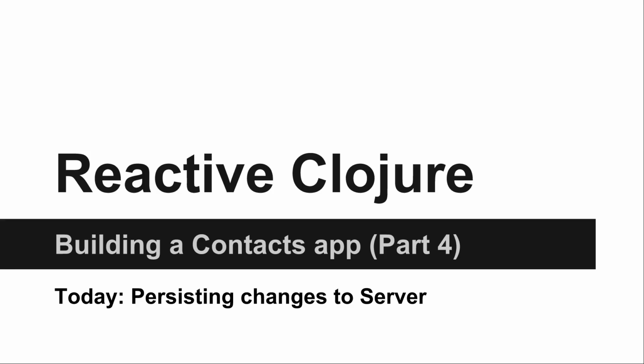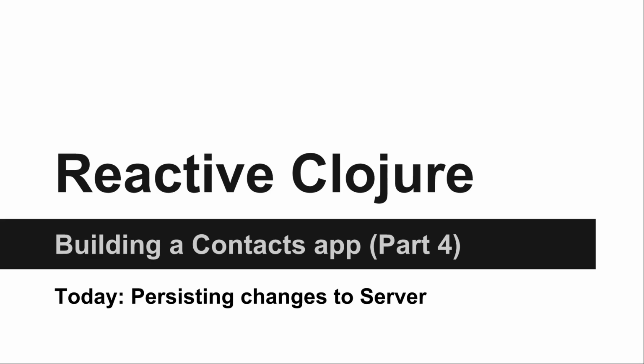Hi there, welcome to my tutorial in which we are building a reactive Clojure web application that lets you manage in a simple way your contacts, well, just for demonstration purposes. Last time we've implemented the client-server communication and how to fetch the contacts from the server in order to display them on the client, on the browser side. And today we're going to implement updating and deleting contacts and persisting these changes to the server.